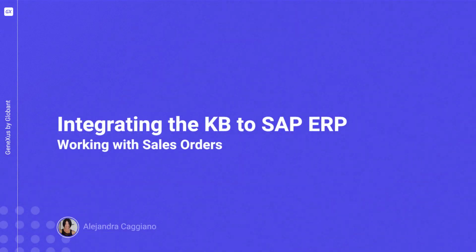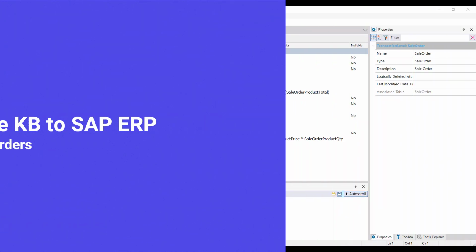As we move forward with our development, we're going to work with sales orders. Our goal is to be able to generate an order in our application and create it in SAP ERP. If the operation is successful, a sales order number created by SAP will be returned. In the event of any problem with the connection or creation of the order, it'll return the generated error.